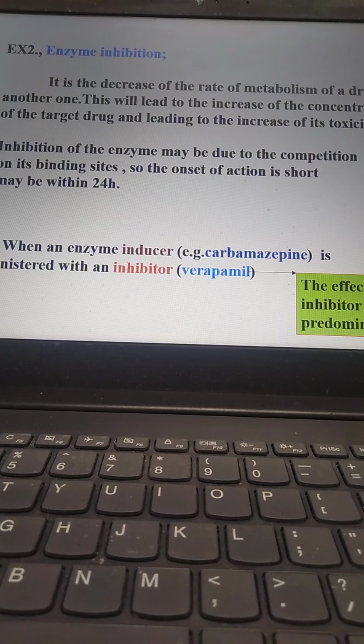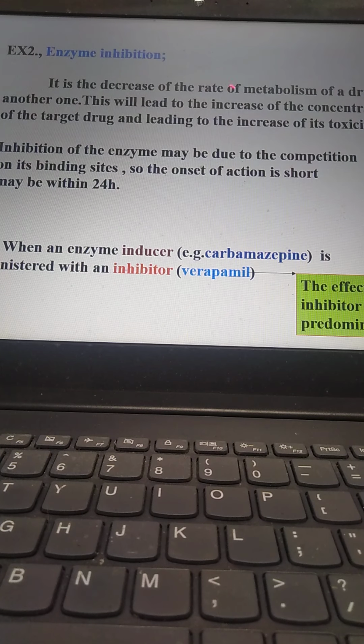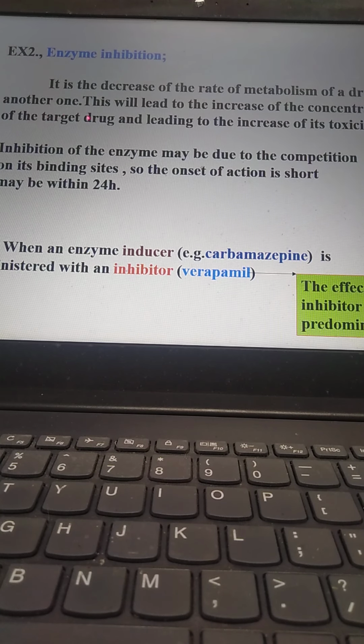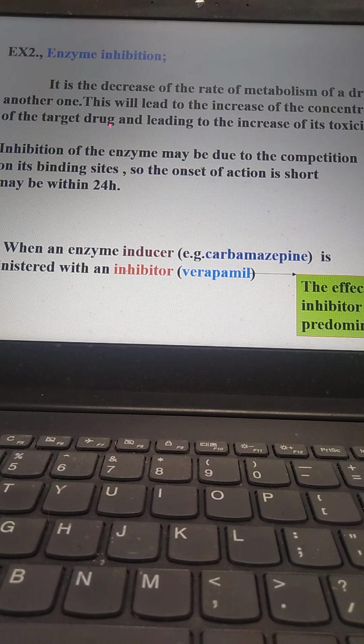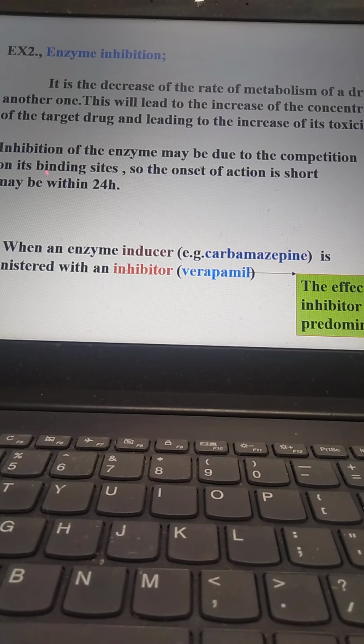Enzyme inhibition is the decrease of the rate of metabolism of a drug by another one. This will lead to the increase of the concentration of the target drug and lead to the increase of its toxicity. Inhibition of the enzyme may be due to competition on its binding sites. So the onset of action is short, maybe within 24 hours.